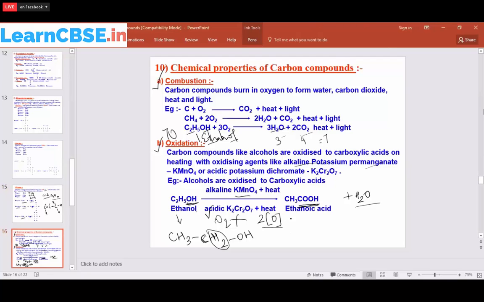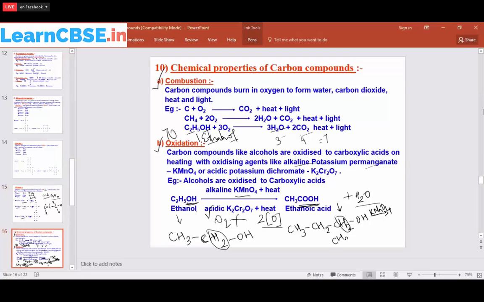I will give you one more example. Suppose you are taking propanol. Propanol has three carbon atoms, CH3, CH2, CH2OH. Now we are treating it with KMnO4. So now it will supply two oxygen atoms. So what it will do, this hydrogen will be removed with one oxygen atom and it forms water, and another oxygen atom will replace over here.